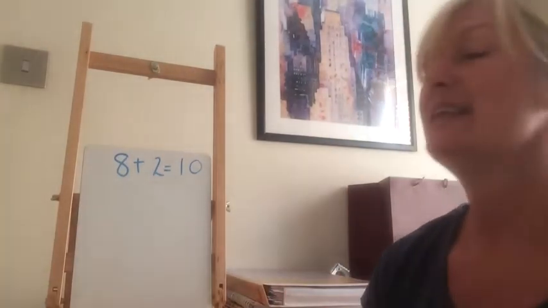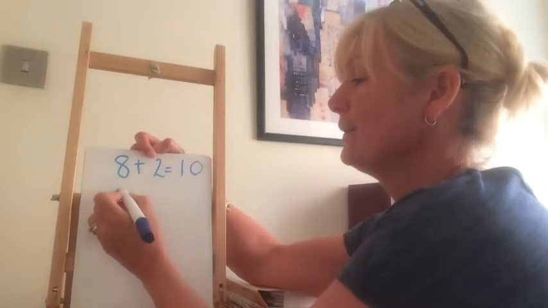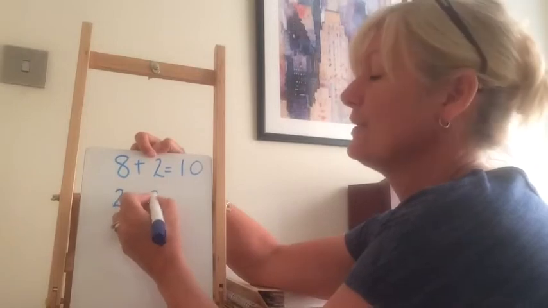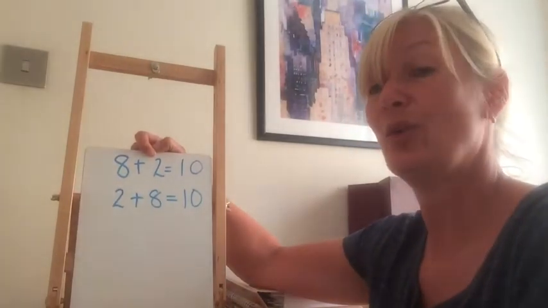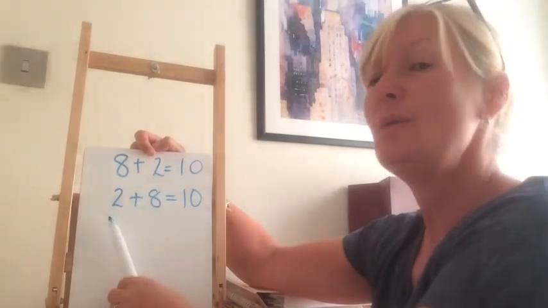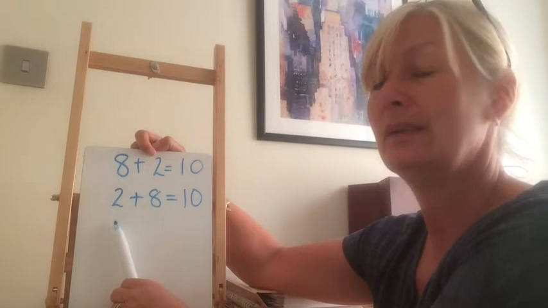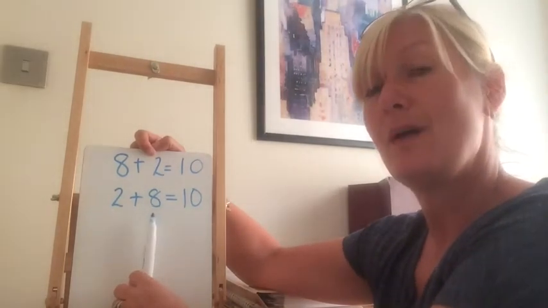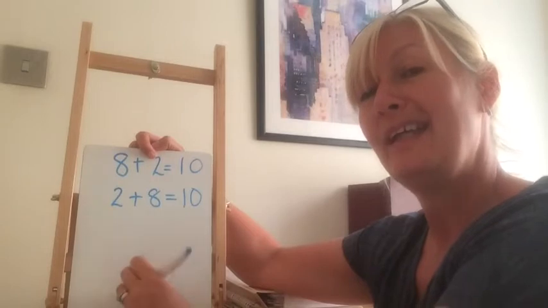Now because we know that 8 add 2 equals 10, we also know that 2 add 8 equals 10. And a number story could be, there were 2 elephants having a bath in the waterhole, and along came 8 more. How many elephants are in the waterhole now? Get the idea?